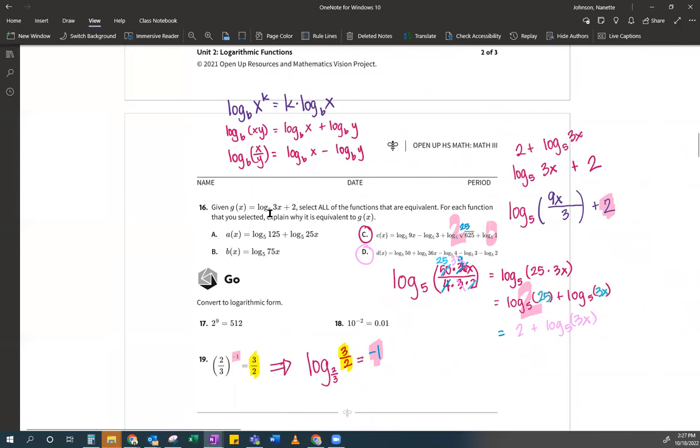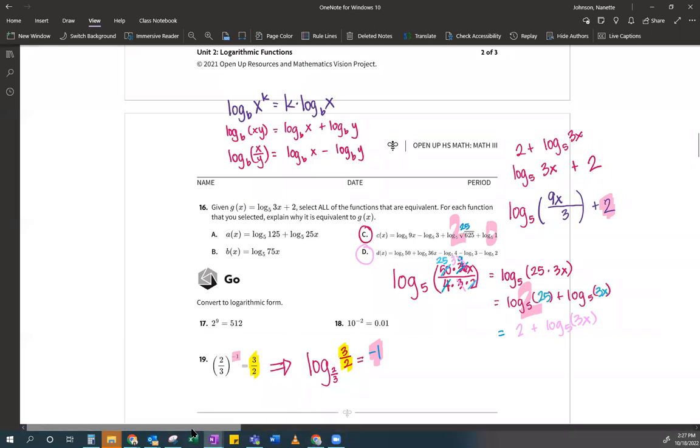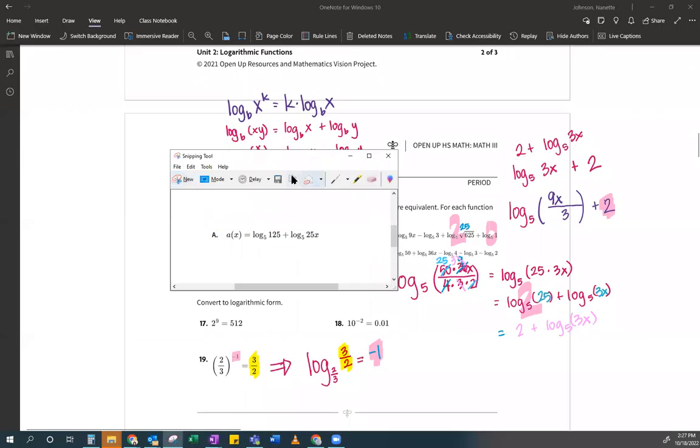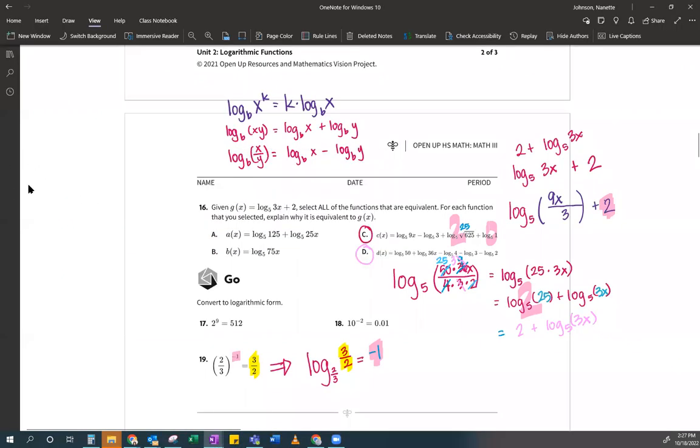And so it says, given log base 5 of 3x plus 2, select all the functions that are equivalent to it. For each function that you selected, explain why it's equivalent. So I'm going to start off with this one right here, and I'm just going to scooch it over. I'm going to grab this one and put it right here, just so I have a clear space to start with.